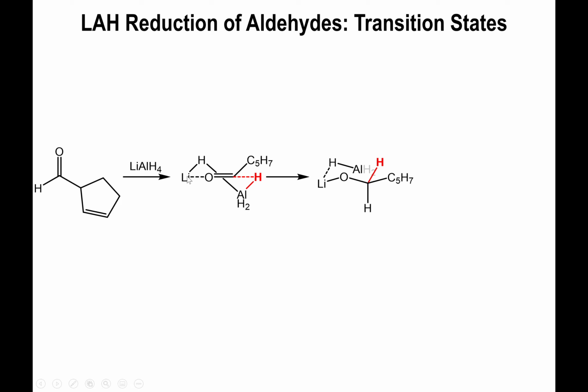You have the lithium already nearby the oxygen, waiting for that oxygen to develop the negative charge, and the hydride is positioned directly in front of that carbonyl carbon. It gets given to that carbonyl carbon. You produce your alkoxide, and once you add your water, you of course produce the alcohol, but you also destroy the rest of the aluminum hydride that you have in there.